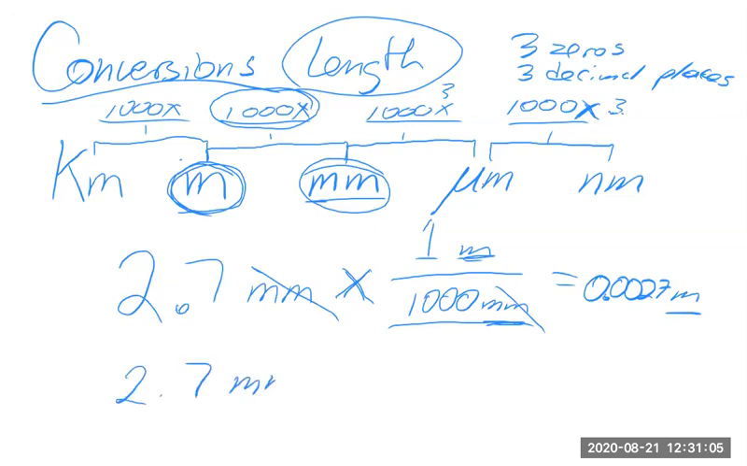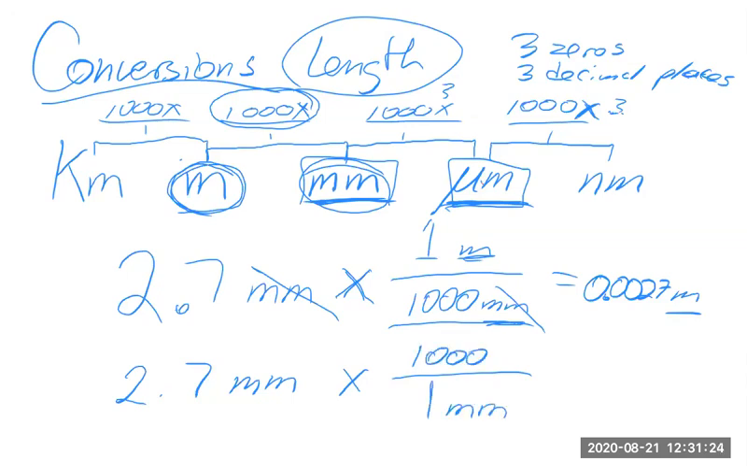Let's say that I wanted to convert 2.7 millimeters to micrometers. So this time, again, it's still a conversion fraction, but now I need the relationship between these two units. And what we said is that 1 millimeter has 1,000 micrometers. So you'd say 1 millimeter has 1,000 micrometers. Again, that allows you to cross cancel the millimeters, so that you're left with micrometers as your unit.